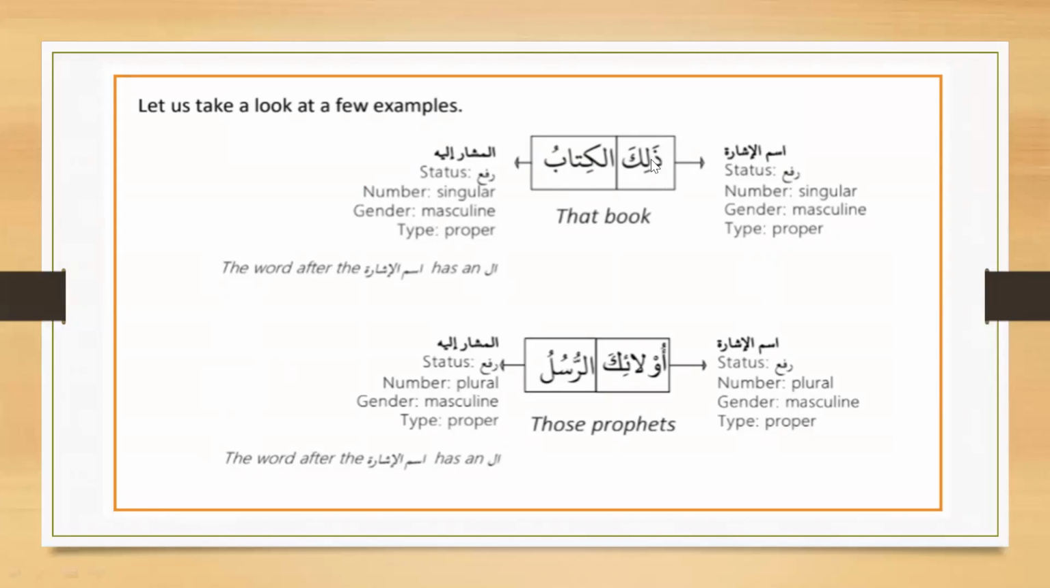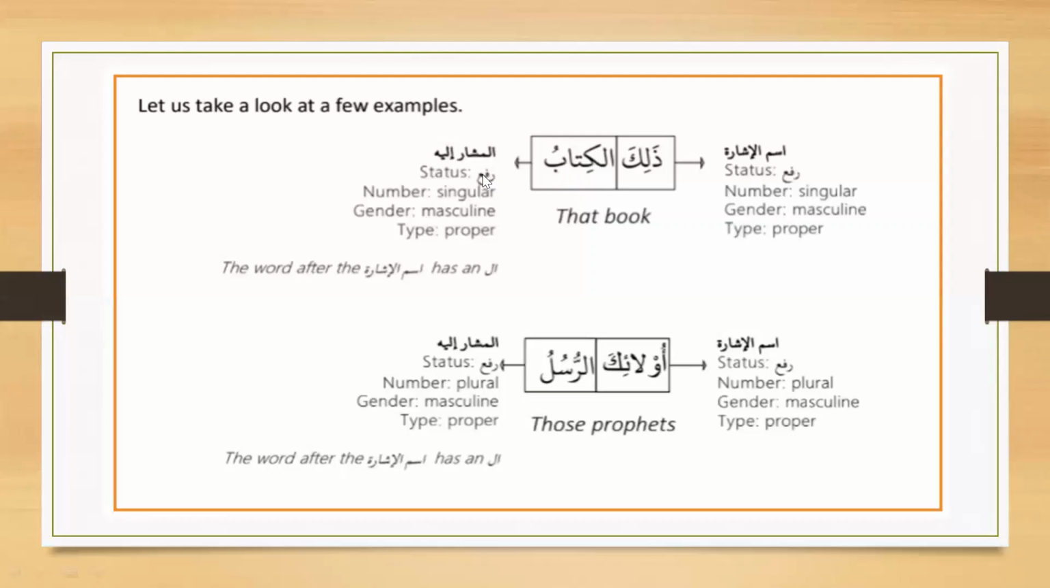The first component is ism ishara, right? Zalika, we just learned it on the previous page. Zalika is ism ishara lil ba'id for a masculine object, right? And al-kitabu: kitabun is common, but this is made proper with al, and we learned that the mushar ilay, the second one in the component, should always have al. So al-kitabu is mushar ilay.